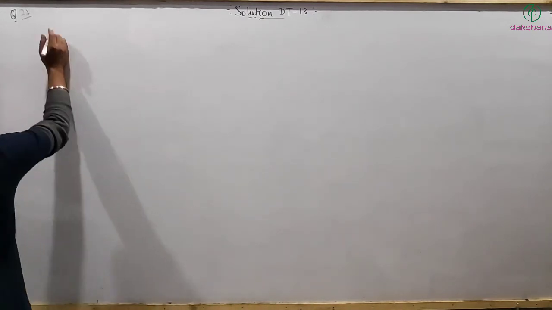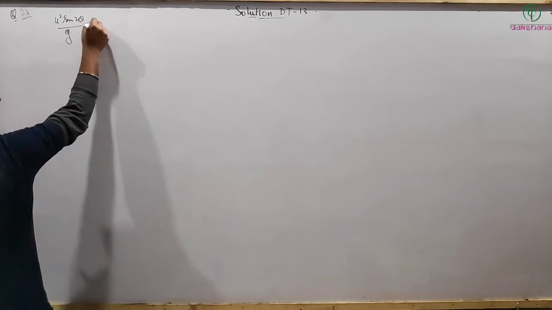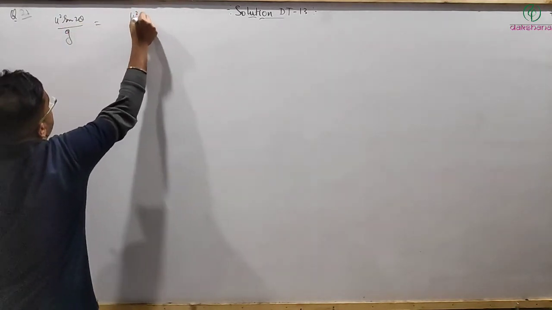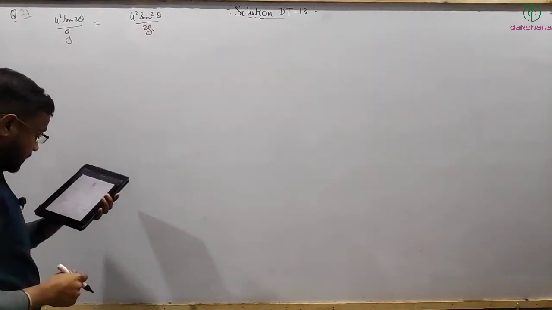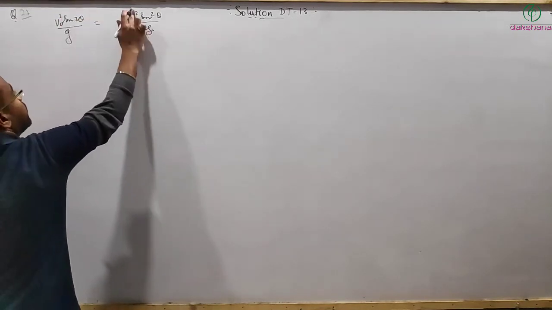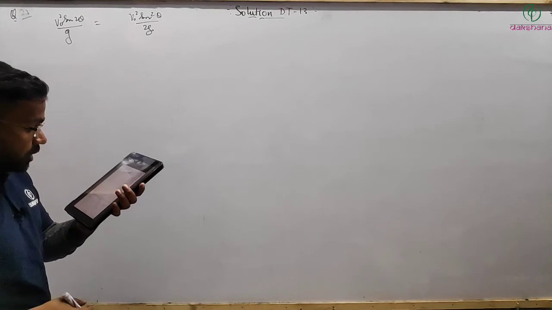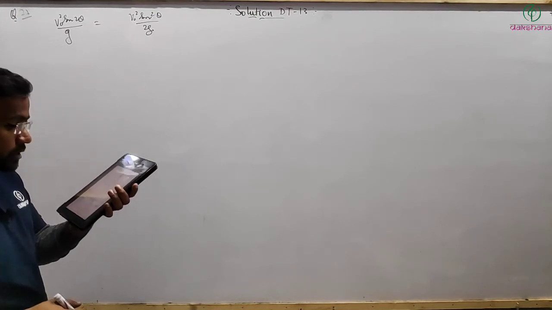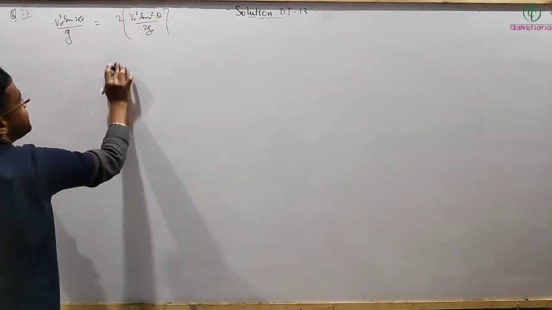So here, what is the range? U square sine 2 theta divided by g, and maximum height is u square sine square theta divided by 2g, and velocity is given as v naught, and theta is the angle of projection. So the horizontal range is twice that of maximum height. Range is twice that of maximum height.